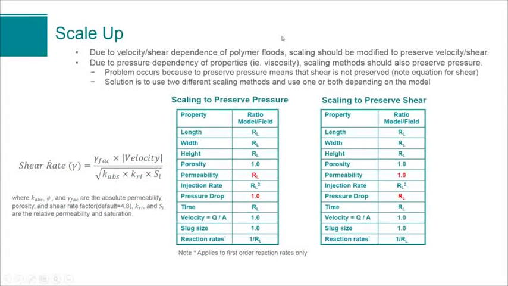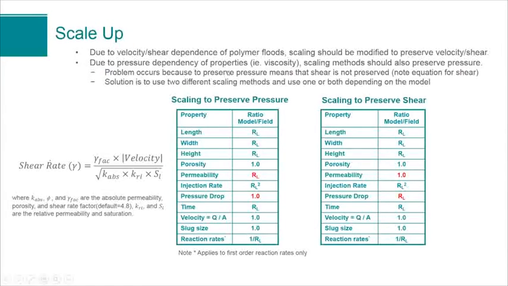So you can see in this slide now that we have 2 different methods to preserve velocity. As I mentioned, we need to preserve that velocity for polymer, but then we have a bit of a dilemma with our models, because if we preserve velocity one way, we can preserve pressure, but then that is not going to preserve shear.